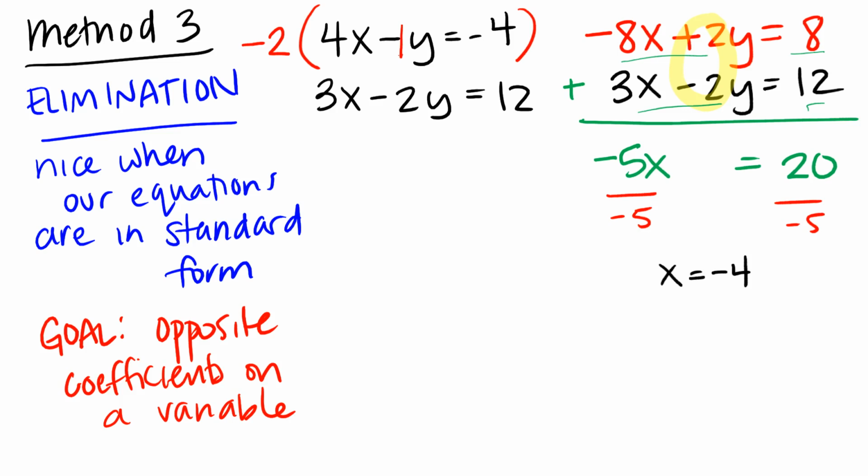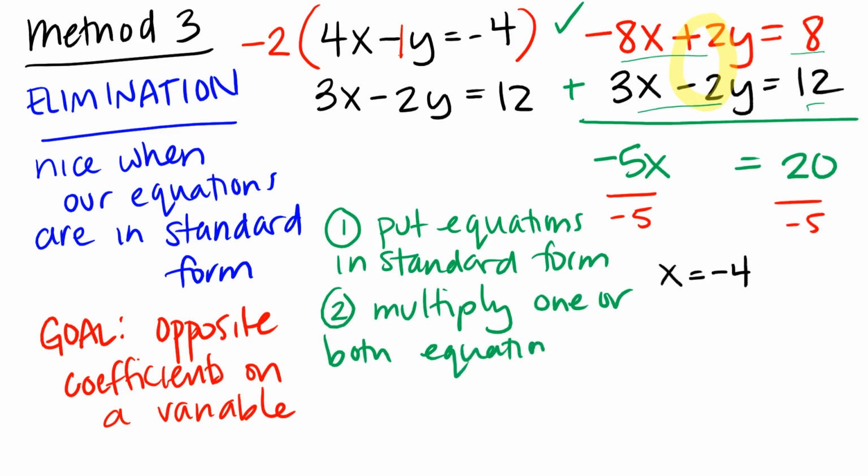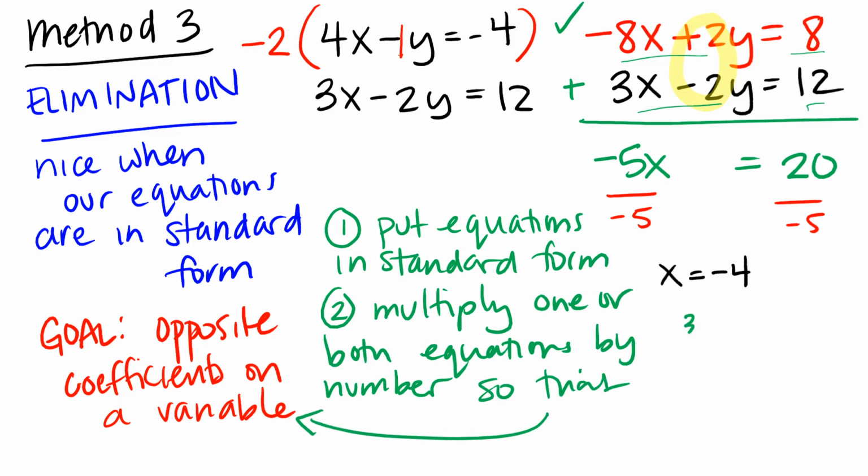So if you wanted steps again, step 1 would be put the equations in standard form, which is usually when I would use this anyways, and so we already had that done. We didn't have to do step 1. Step 2 is to multiply one or both equations by a number so that we get opposite coefficients on a variable. And then step 3, add the equations together. And if they're in standard form, everything should be lined up and there should be no mistakes at all.